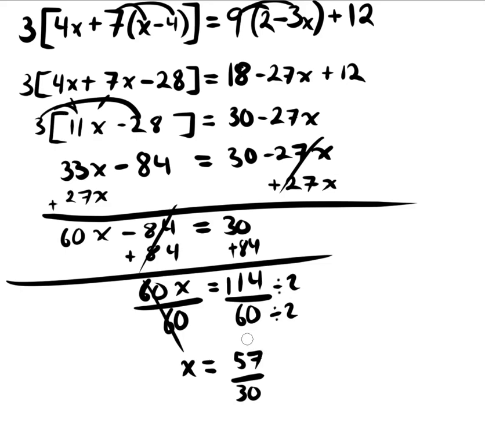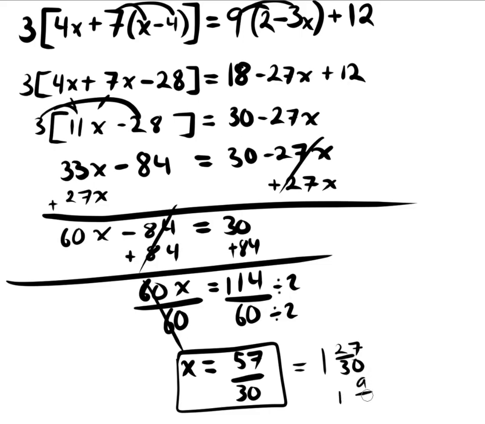I don't think this simplifies anymore. This is a prime number. So yep, that's my final answer. X is equal to 57 over 30. If I wanted to actually simplify that to a mixed number, it would be equal to 1 and 27/30ths, right? And actually that one there I could simplify. That would be 9 over 10. So 1 and 9/10, I believe, is what that would be.